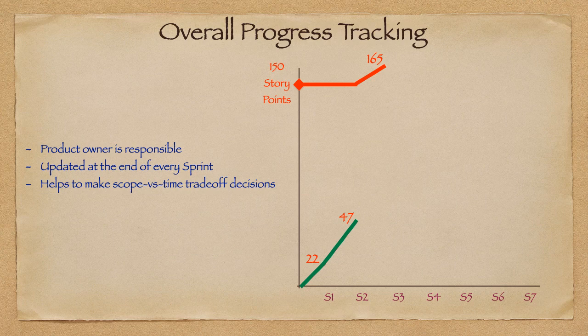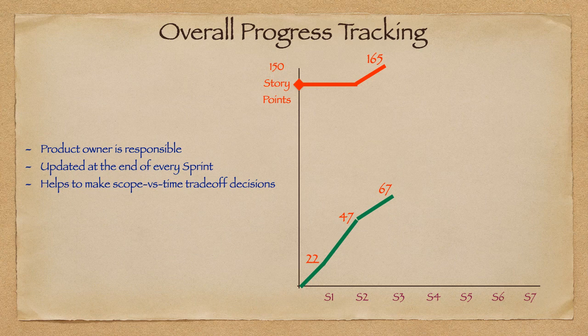Now at this point of time, sprint 3, the team has also completed sprint 3, which is 20 story points. So cumulative will become 67. That means first sprint 22, second sprint 25, third sprint 20. So together overall work completed so far is 67.